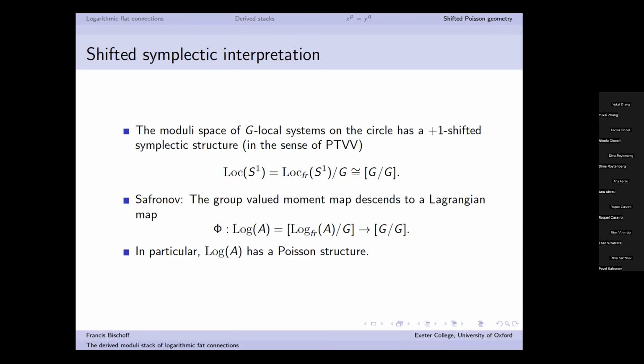And what Safranov explained is that when you have one of these group valued moment maps, it descends to defining a Lagrangian map. So this operation of taking a logarithmic connection and restricting to the boundary has a Lagrangian structure. In particular, that means that the moduli space of unframed connections has a Poisson structure.